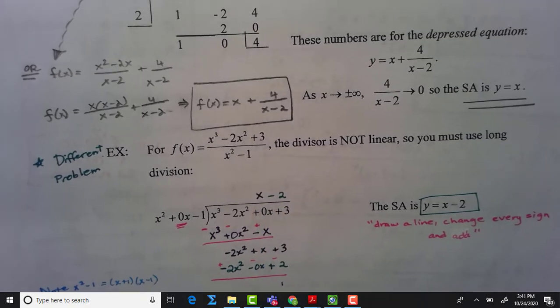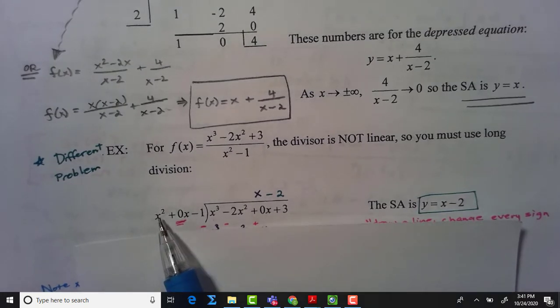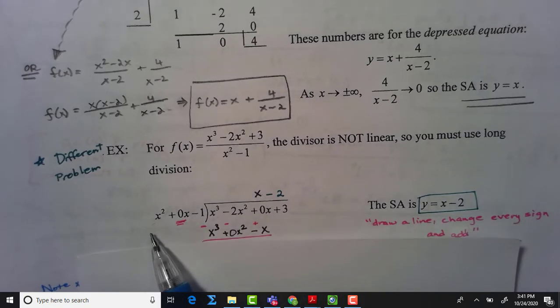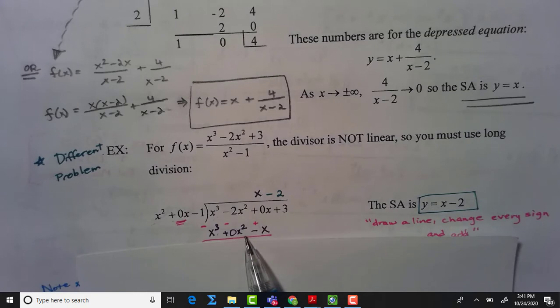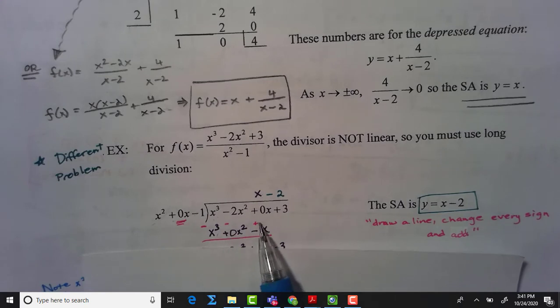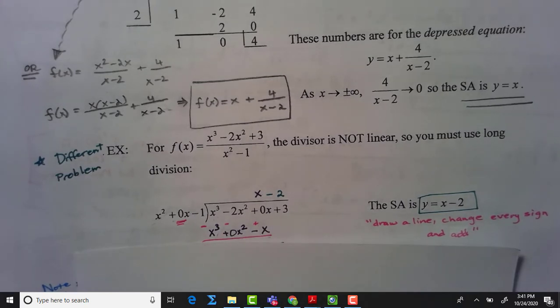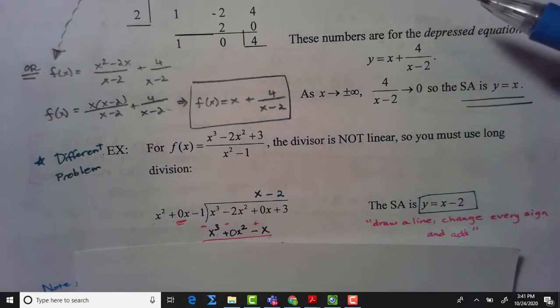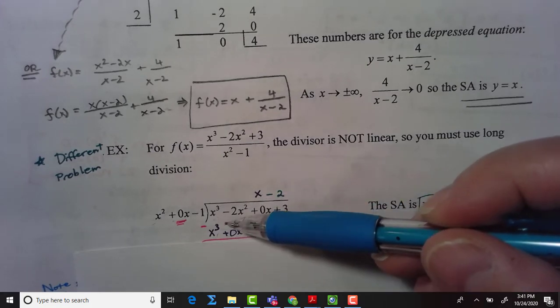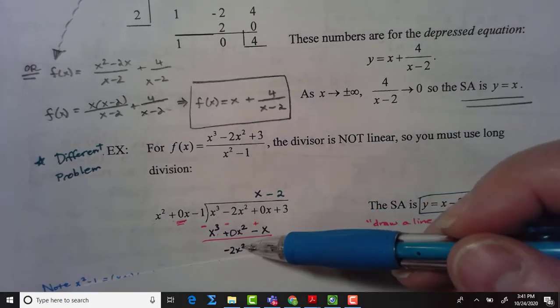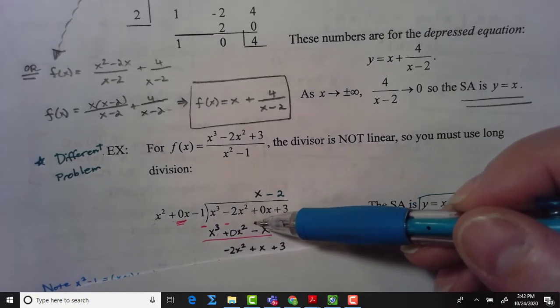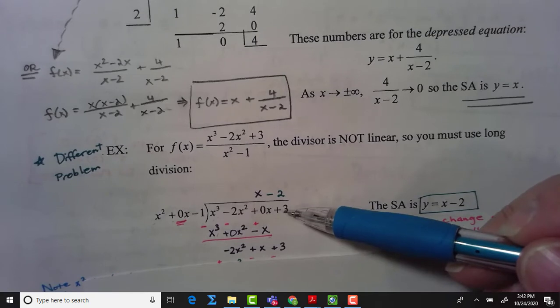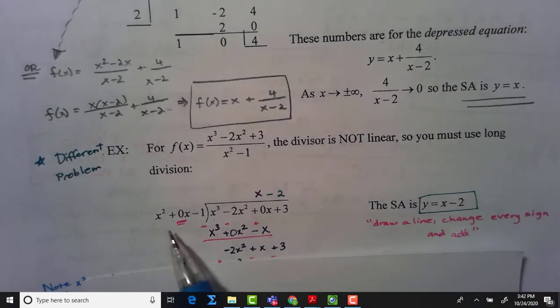Now, once again, my little trick is this. What do I need to multiply x squared by to get x cubed? X. Distribute the x across this entire polynomial. That's going to give me x cubed plus 0x squared minus x. Draw a line, change every sign, and add. So don't subtract, add the negative. X cubed plus a negative x cubed is 0. That drops out. Negative 2x squared plus negative 0x squared is still negative 2x squared. 0x plus x is x. 3 is going to come down because I need 3 terms to divide into.